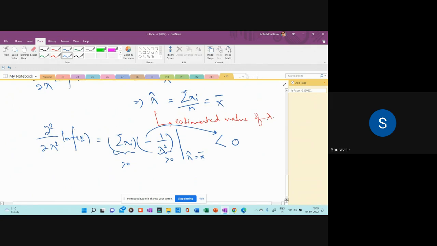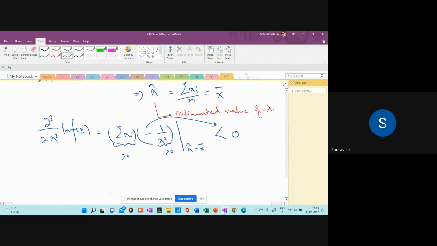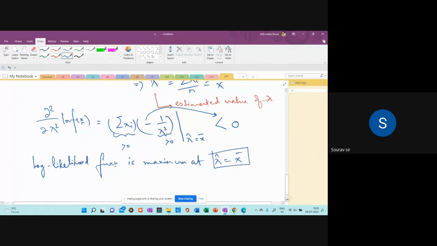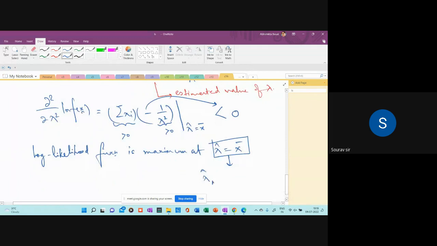So the log likelihood function is maximum at lambda hat equals x bar. So basically this is my MLE. So lambda hat MLE is equal to x bar.